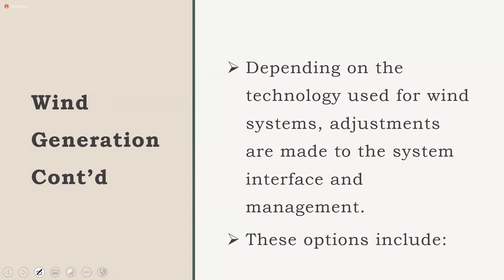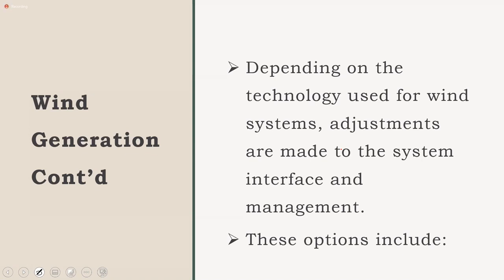In terms of the interface, as I mentioned before, this will be dependent on the technology used in the turbine. So we do have some old turbines here in Jamaica, such as Wigton 1. Those are induction type generators. Yes, those came in the early 2000s. So in terms of technology, they are kind of out.